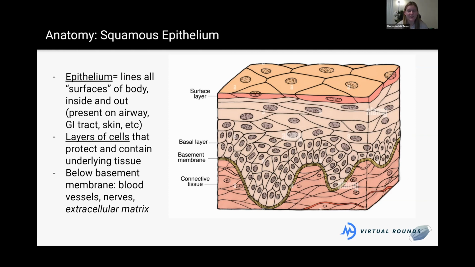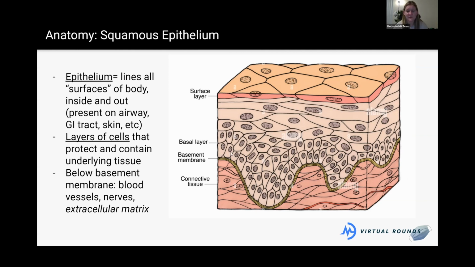And even though some are not directly in contact with the outside world, hypothetically they could be in contact with things from the outside world. And so all of that is lined with epithelium. And the epithelium are layers of cells that protect and contain the underlying tissue. This border here, the basement membrane, is what divides the epithelium from the underlying tissue, which is like connective tissue, stroma, extracellular matrix, things like that.